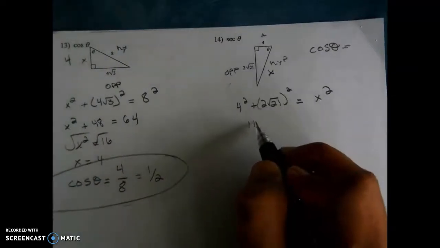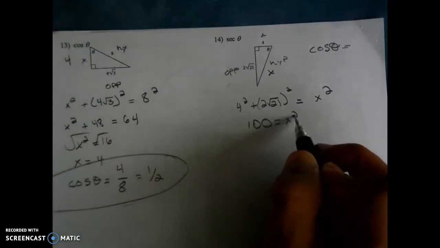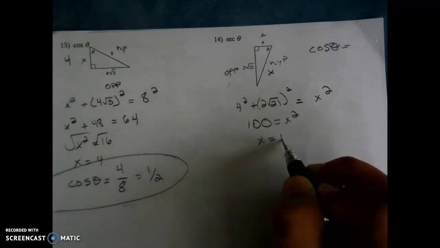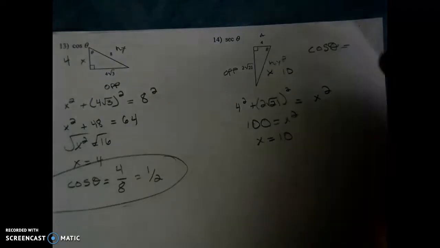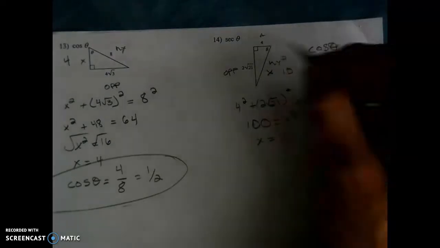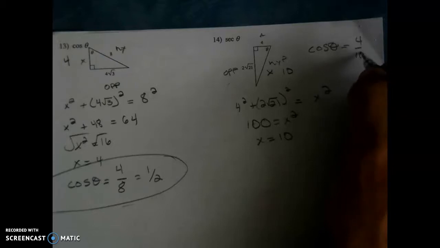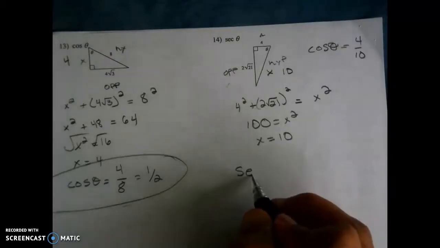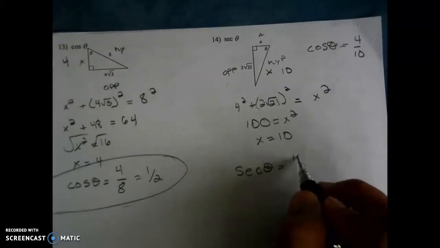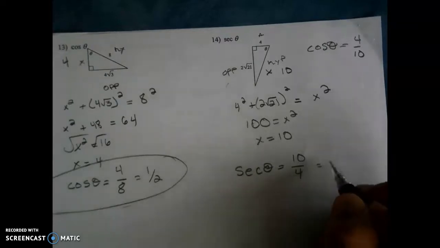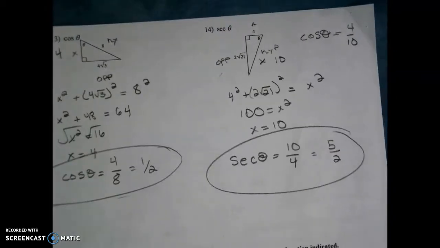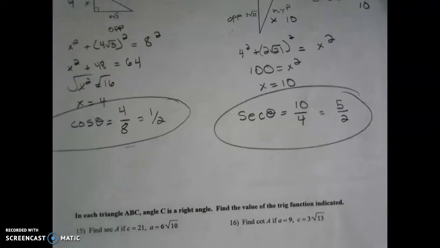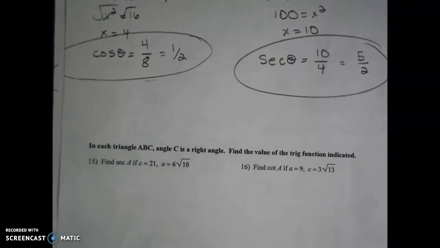Here we get 100 is equal to x squared. So that means x is equal to 10. So our cosine becomes our adjacent over hypotenuse, so 4 over 10. Secant, we just take the reciprocal of that, 10 over 4. We can reduce this to 5 over 2. There's our answer for that one. Okay, moving on, number 15.